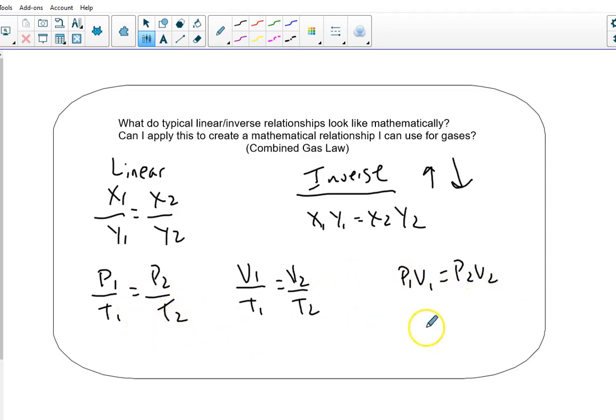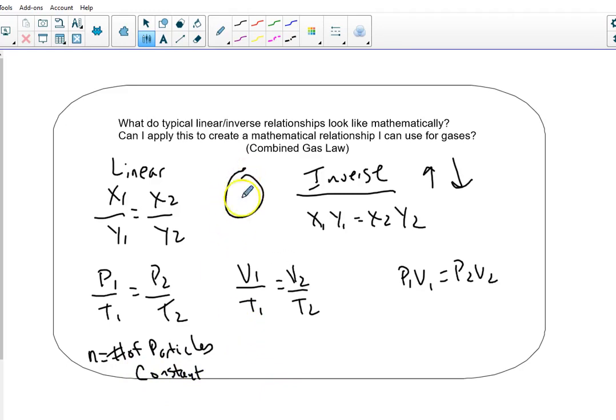So those names aren't super important, but we can combine all these together. Now notice one thing as we combine them. N is the number of particles actually in the container. Not changing. That's constant. So we're not changing the number of particles.